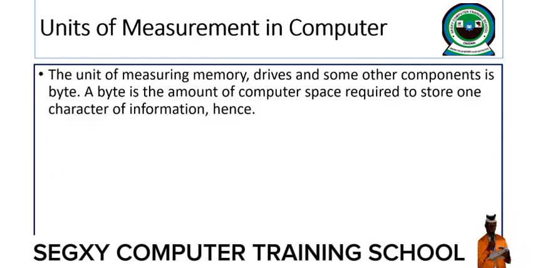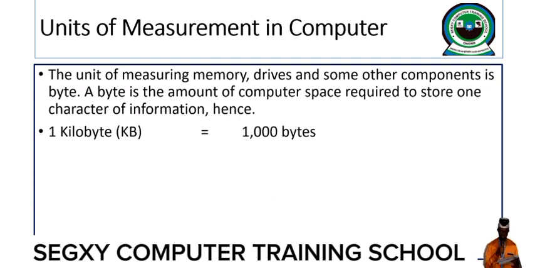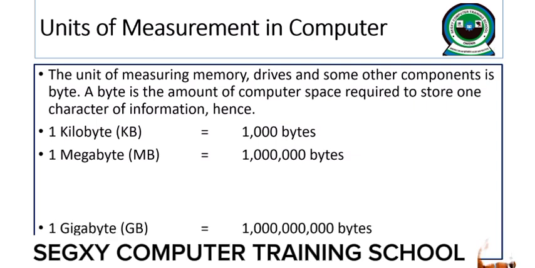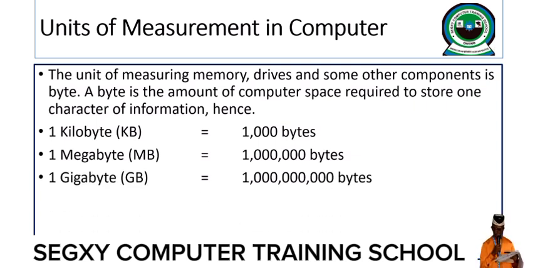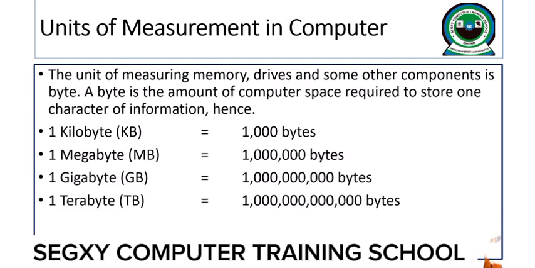Now, let's look at the unit of measurement in computer. The unit of measuring memory that I just talked about, the RAM, the drives, and some other components is bytes. Okay? A byte is the amount of computer space required to store one character of information. Hence we have what you call kilobytes, megabytes. Kilobyte is 10 raised to power 3, megabyte is 10 raised to power 6, gigabyte 10 raised to power 9, and then you have terabyte, which is 10 raised to power 12. We have other bytes, but for the purpose of this class, I just want to concentrate on this.